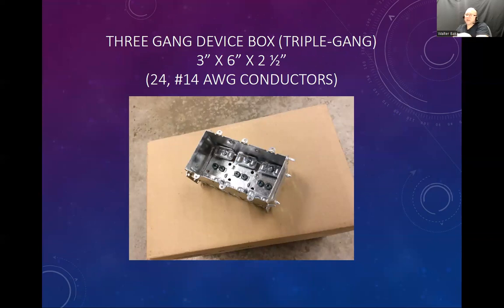All right, how much time do we have? We go to 3 gang, and we're going to go up to 50 gang. No, just kidding. So here's a 3 gang device box, sometimes called triple gang. Look, that 3 inches stays here, and here is 6 inches, of course, 2, 2, 2, right? The 3-gang device box, triple gang, can fit 24 14-gauge conductors, all right?